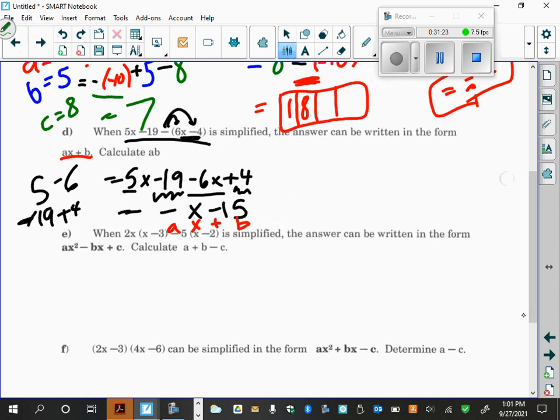Now we can see, hopefully, easier, what A is. A is the number in front of X. What number is in front of X in our answer? -1. That's a tough one. I'll get a lot of ones there. -1 is before this X. So A is -1.